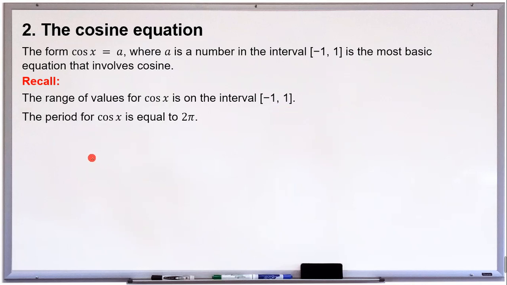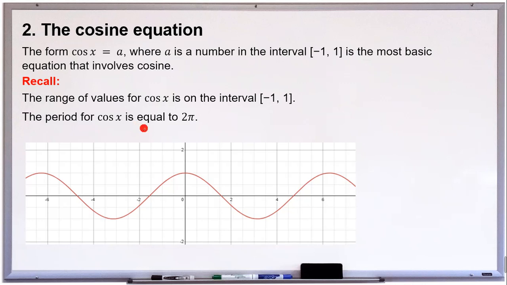Next, the period for cosine x is equal to 2 pi, which means that if you have an angle of 30 degrees, the cosine of 30 is square root of 3 over 2. If you rotate that by one full revolution, the value of the new angle is still equal to the cosine x, because the period is the periodic behavior of cosine, such that the values of its angles are still the same.